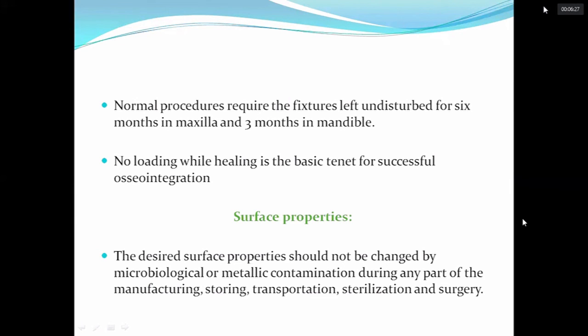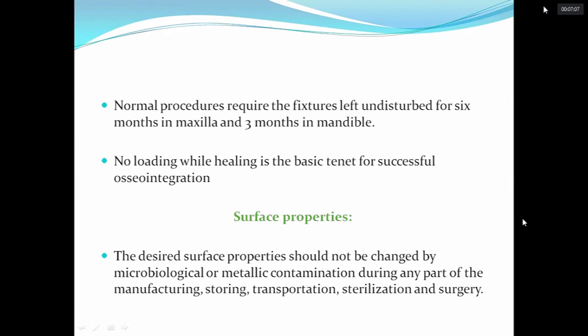Normal procedure requires the fixture to be left undisturbed for 6 months in maxilla. So initially they say that if you are placing an implant in maxilla, you have to wait for 6 months, and if you are placing it in mandible, then 3 months. So what could be the reason? 3 months in mandible, 6 months in maxilla. The reason is mandibular bone is dense, while maxilla is a soft bone. Why? You know why maxilla is soft bone? So mandible is a movable bone.